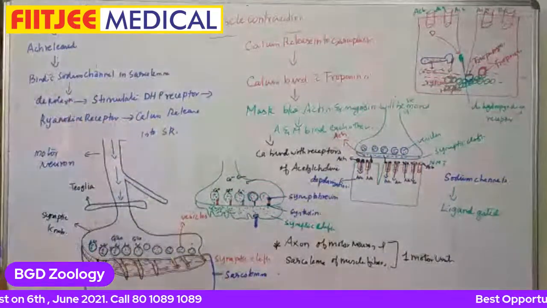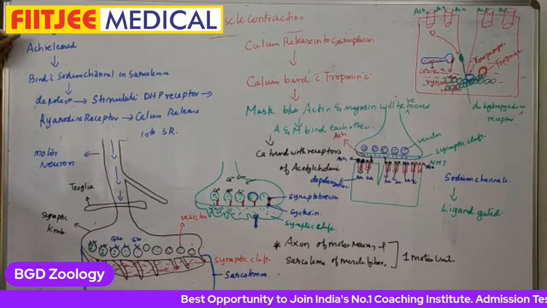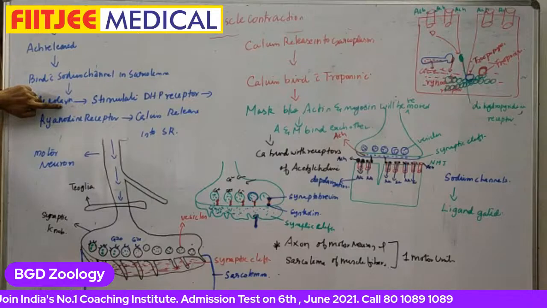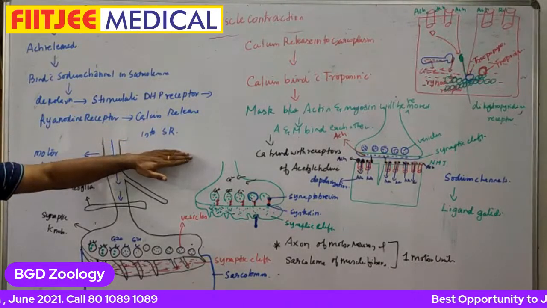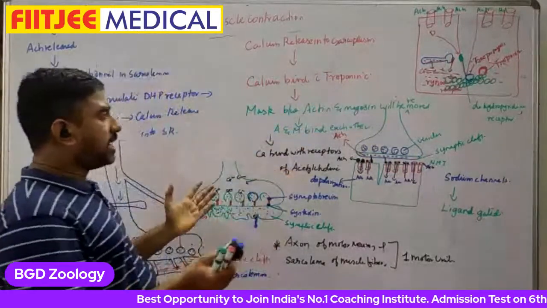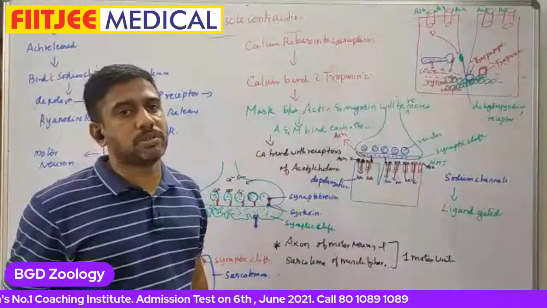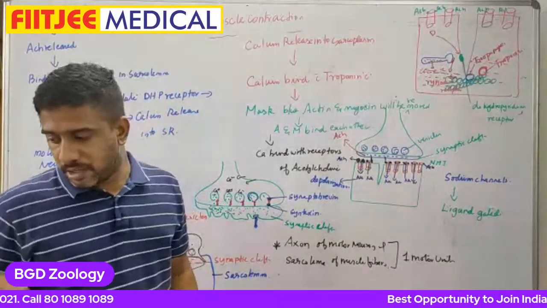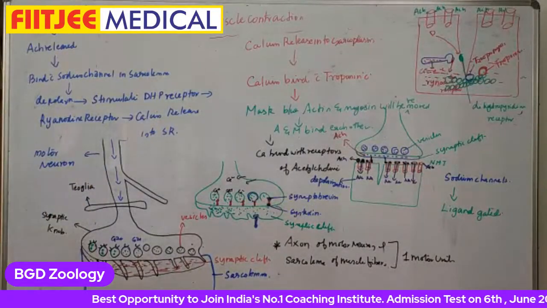Clear? So let me make the points very, very clear. First the motor neuron is coming, the acetylcholine released. It will bind with the sodium channels in the sarcolemma. Depolarization happened, stimulate the DHP receptor, stimulate the ryanodine receptor, calcium release from the sarcoplasmic reticulum. That calcium will bind with the troponin C. While troponin is attached, the mask between the actin and the myosin will be removed. So the actin and the myosin will bind each other. So the muscle contraction happens. Clear? Now, let me make it clear to the next point, because these diagrams are very important. So I would like to add one more point here.